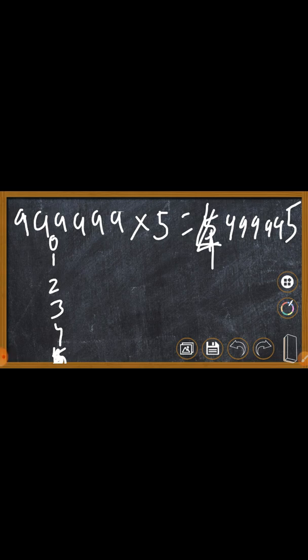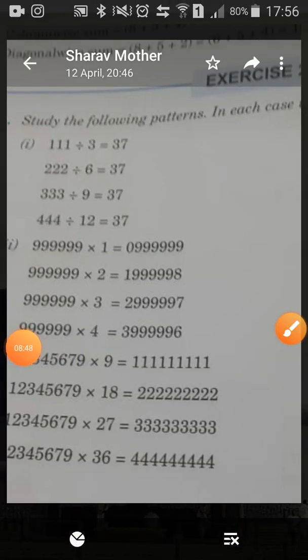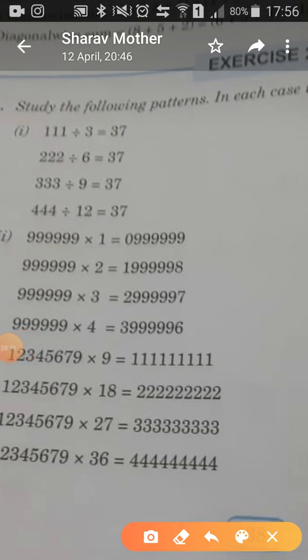Yes, let's look at our 6th step. Okay, so our 5th step was 999999 into 4 is equal to 4, after that 5 nines, and then what was it? Since it ends at 6 over here, so over there it will be 5.